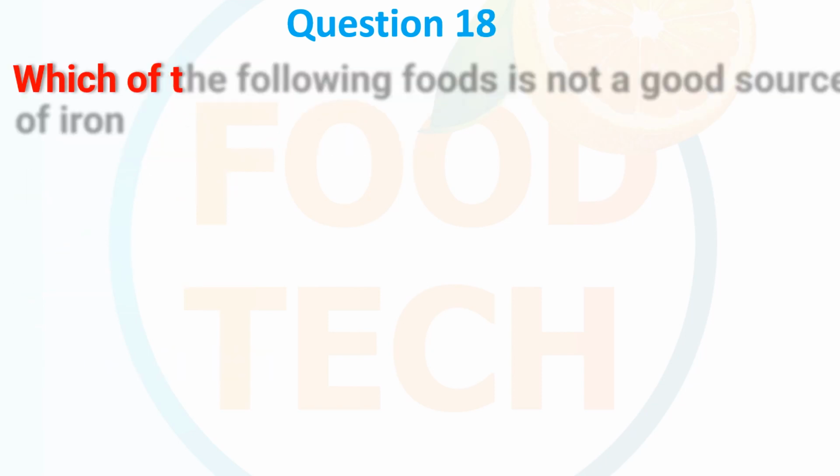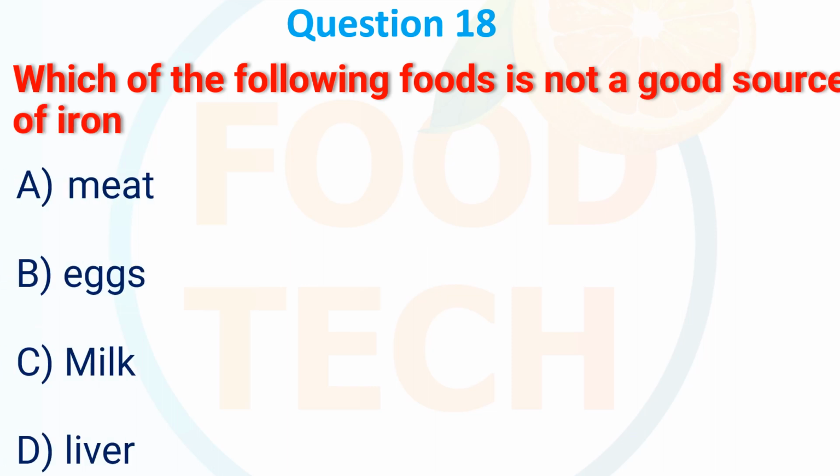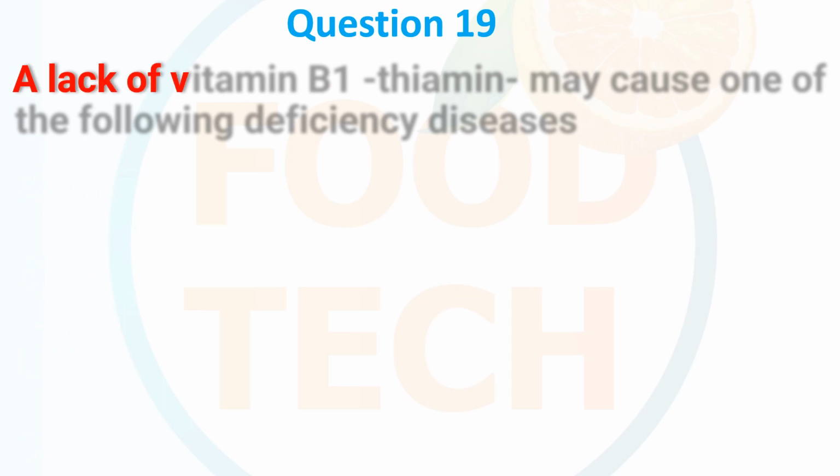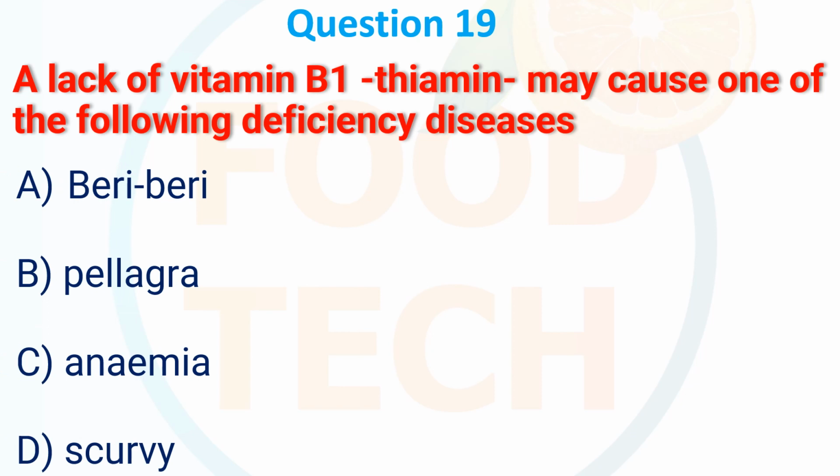Calcium. Which of the following foods is not a good source of iron? A. Meat, B. Eggs, C. Milk, D. Liver. The answer is C. Milk. A lack of vitamin B1, thiamine, may cause one of the following deficiency diseases. The answer is A. Beriberi, B. Pellagra, C. Anemia, D. Scurvy. The answer is A.